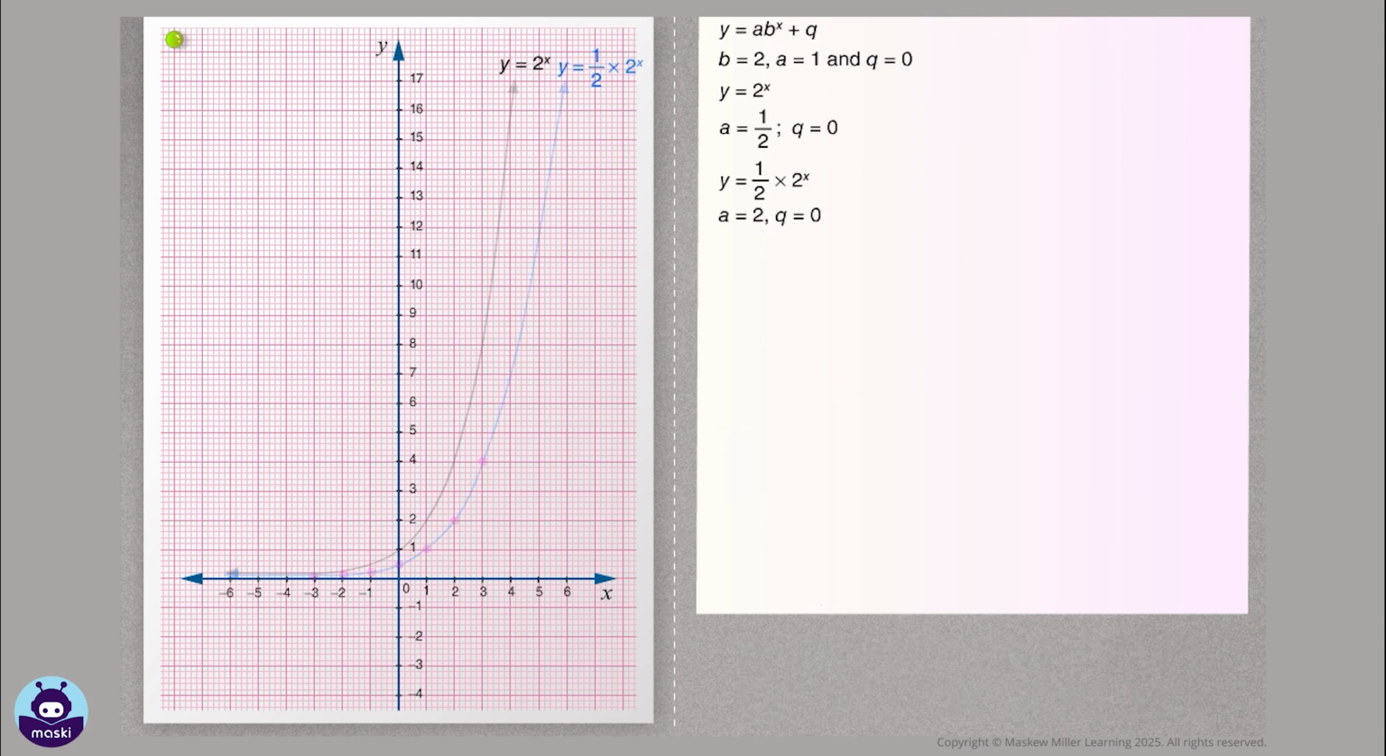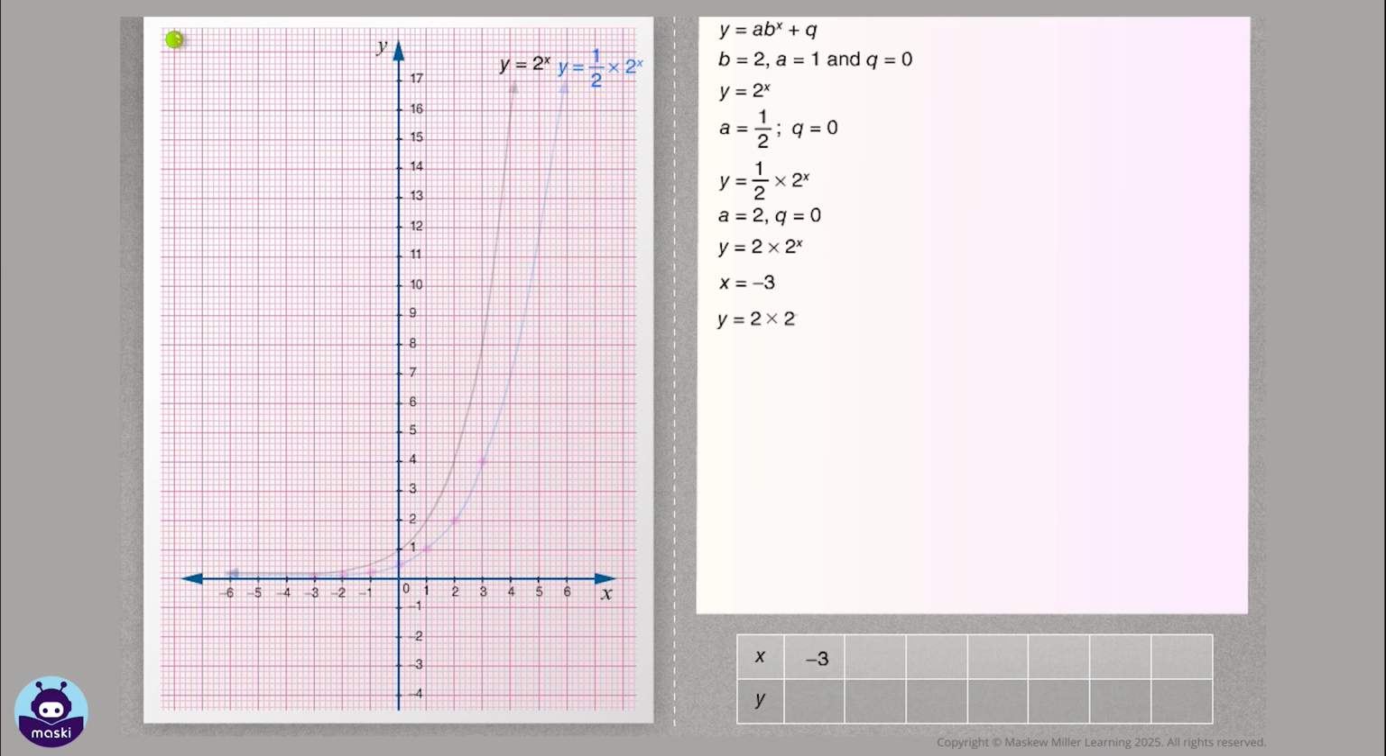We now take the value of a as 2. Note that we do not change b or q, since we are finding the effect of a. The exponential function is y is equal to 2 times 2 to the power of x. We calculate the y values for different x values and tabulate the results. X equals negative 3. Y equals 2 times 2 to the power of negative 3 equals 2 times 1 over 2 to the power of 3, using the law of exponents that we studied earlier. Therefore, y is equal to 1 over 4. X is equal to negative 2. Y is equal to 2 times 2 to the power of negative 2 equals 2 times 1 over 2 to the power of 2 equals half.